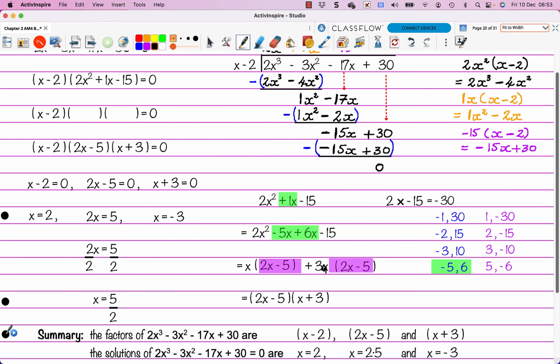So we now have a summary. The factors of 2x cubed minus 3x squared minus 17x plus 30 are x minus 2, 2x minus 5, and x plus 3. And the solutions, which we've worked out here, are 2, 5 over 2, and x equals minus 3.